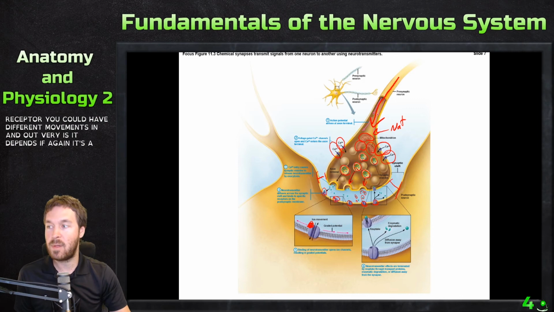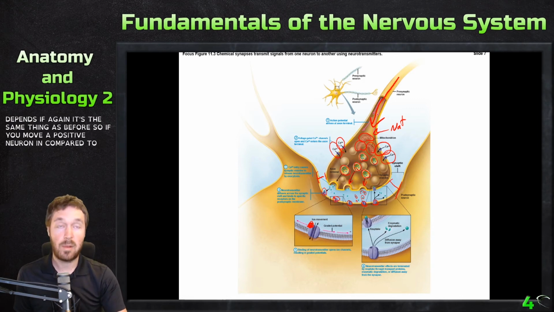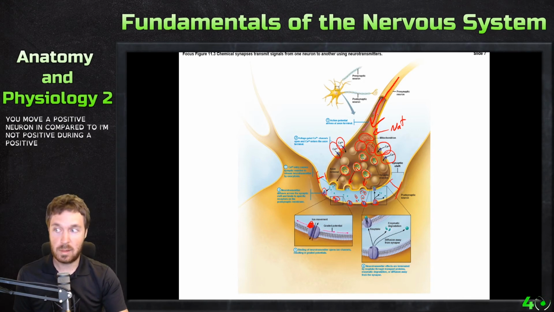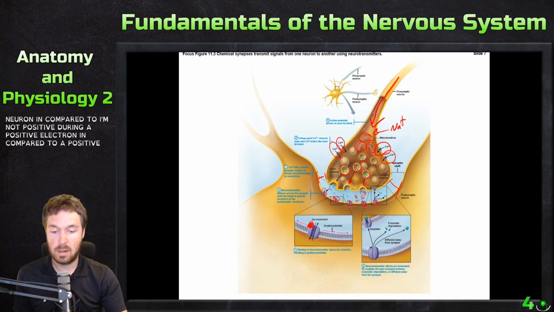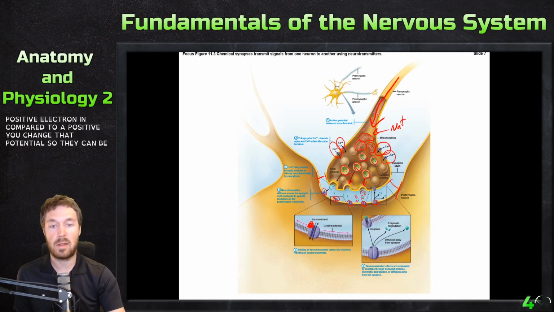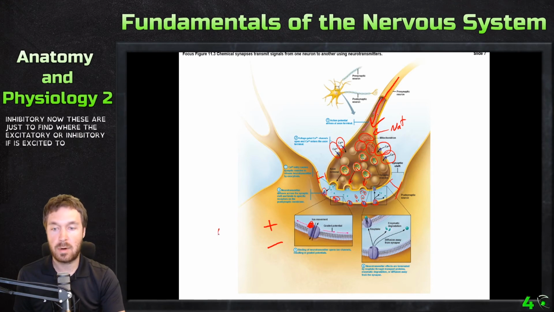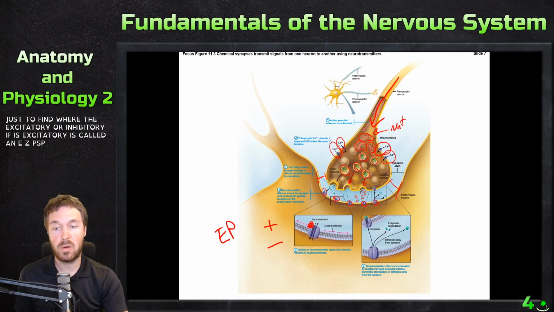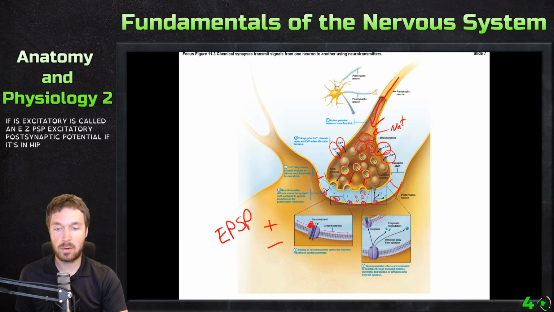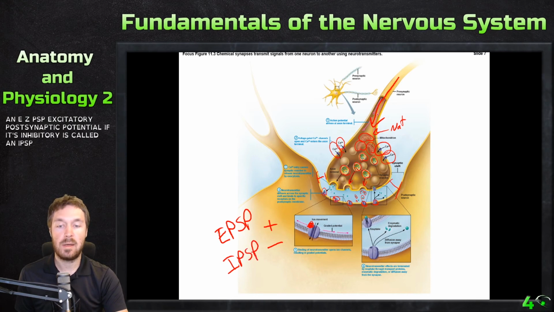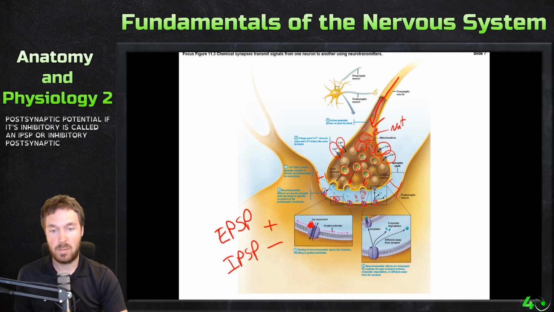Again, it's the same thing as before: if you move a positive ion in compared to a positive ion out, you change that potential. So they can be either excitatory or inhibitory. Now these are just defined by whether they're excitatory or inhibitory. If it's excitatory, it's called an EPSP, excitatory postsynaptic potential. If it's inhibitory, it's called an IPSP, or inhibitory postsynaptic potential.